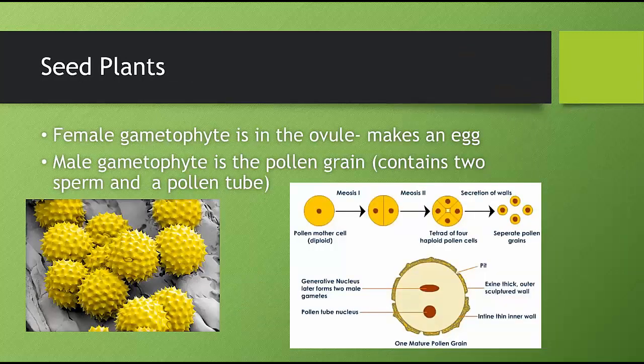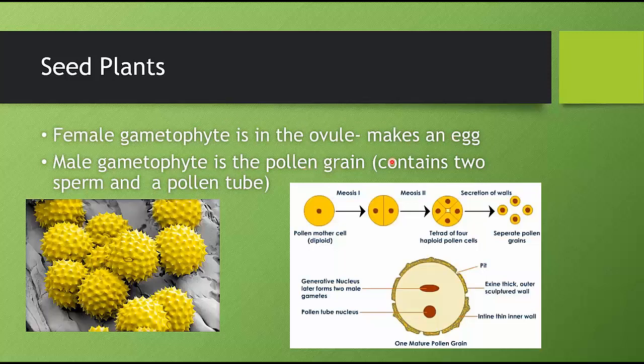All right, now in seed plants, the female gametophyte is in the ovule. Ovule is the name of a developing seed. Okay, so you're going to have to work on that term, because ovule does not mean egg in this case. An ovule is a developing seed, and inside is the gametophyte where the egg is made. And a male gametophyte is a pollen grain.